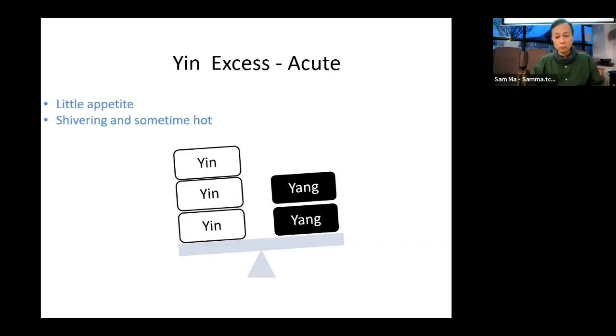Why shivering? Circulation. Why are you shivering? Is to conserve heat. To make heat, to conserve heat in your body. Yeah. When you have shivering, your body creates goosebumps. So it means the pores are actually tight, closed tight. They don't want anything to escape out of the body.